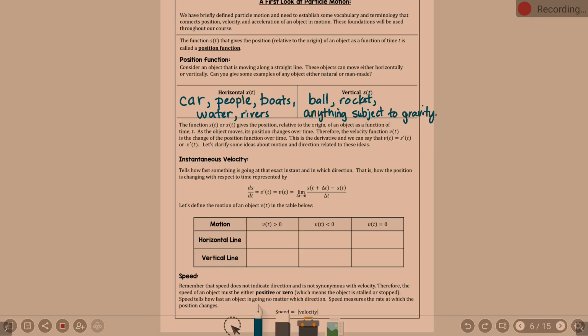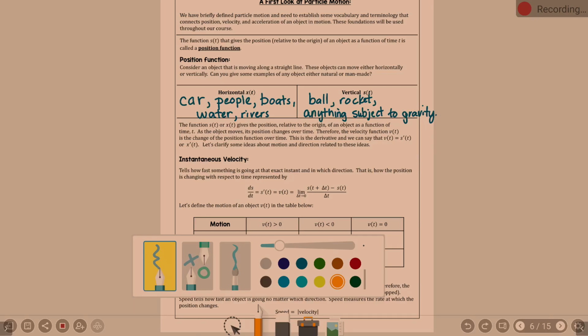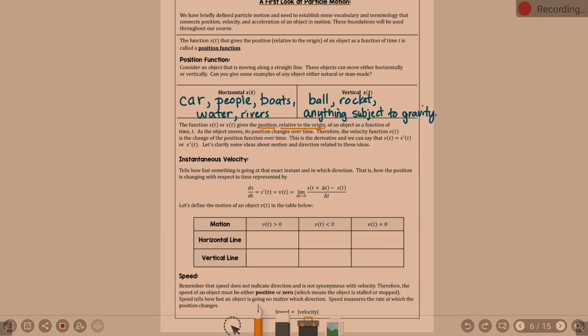Okay. So now, the function s of t, or notice they're also throwing in x of t, can be position. And notice it is position relative to the origin of an object as a function of time t. As the object moves, its position changes over time. Therefore, velocity is the change of the position function over time. This is the derivative. We've already talked about this. We can say that the velocity, v of t, is equal to s prime of t, or x prime of t.